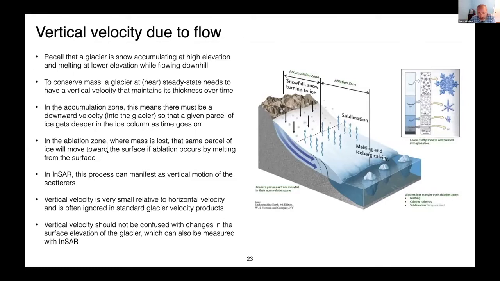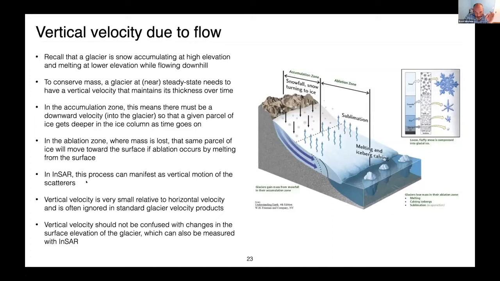Similarly, in the ablation zone, where mass is lost, the same parcel is going to move toward the surface as the ice flows. So in InSAR, this process can manifest itself as the vertical motion of the scatterer itself. The vertical velocity in general is very small relative to the horizontal velocities, and is often ignored in standard glacier velocity products, but it can be of significant interest, particularly for those of us who want to do detailed observations of what's happening at the bed, the coupling of the ice and the solid earth, and so forth.